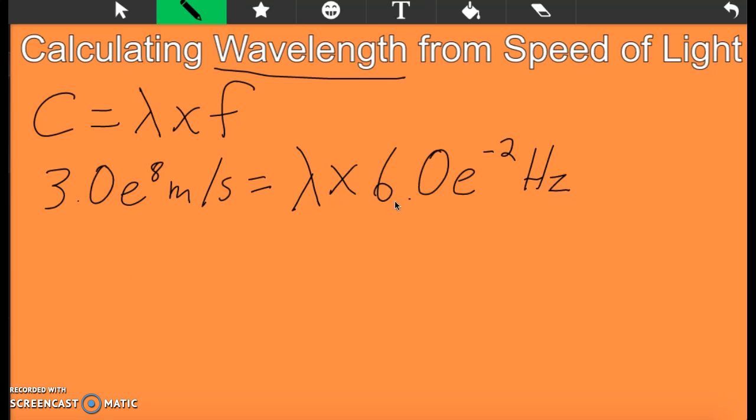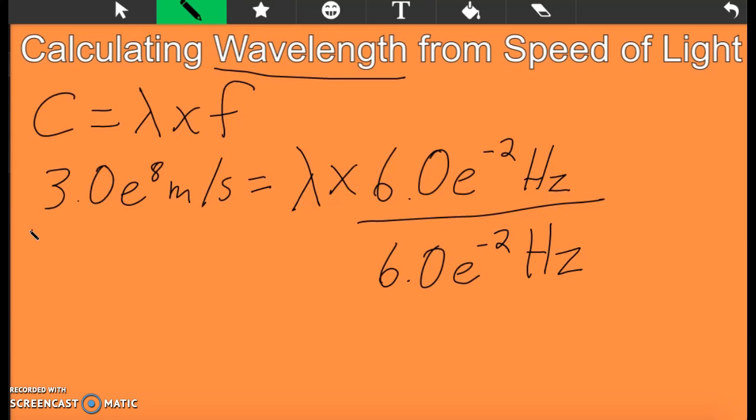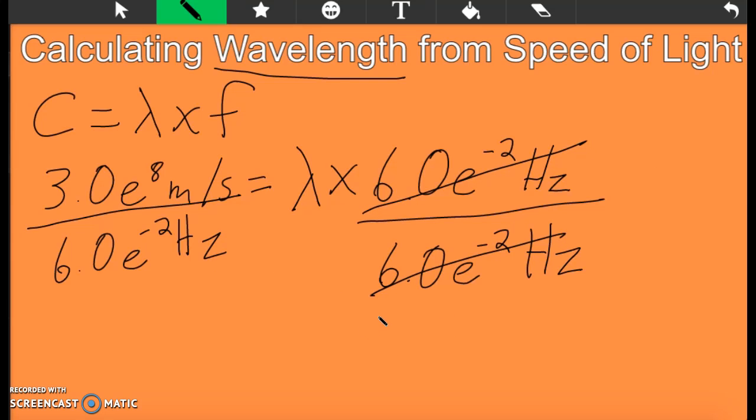Okay, here we go. So again, we want lambda by itself, so we divide both sides by our frequency. It's an equation, so it has to be both sides. 6.0 e to the negative 2 hertz. And this whole thing cancels out, so we're left with just lambda equals, and then 3.0 e to the 8th divided by, whoops, cancel those first, divided by 6.0 e to the negative 2 gives us 5.0 e to the 9th meters.